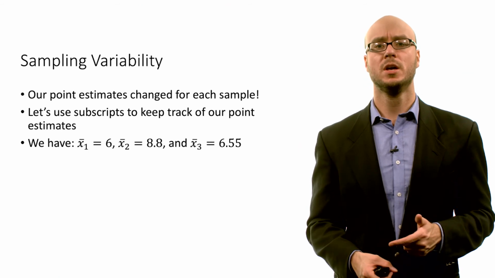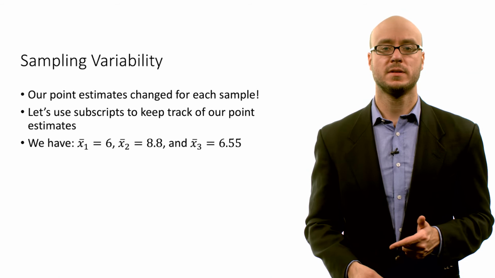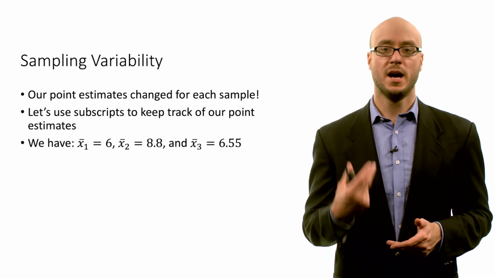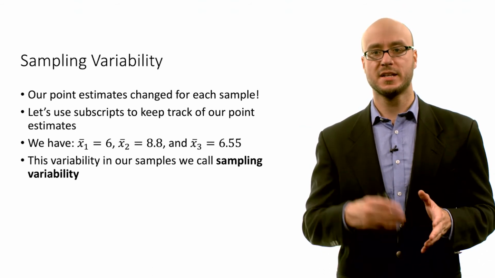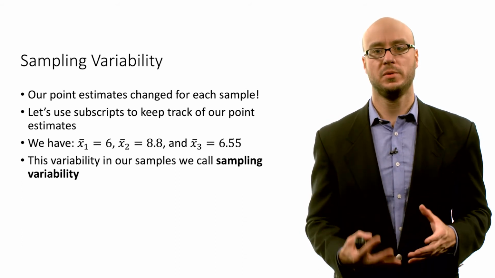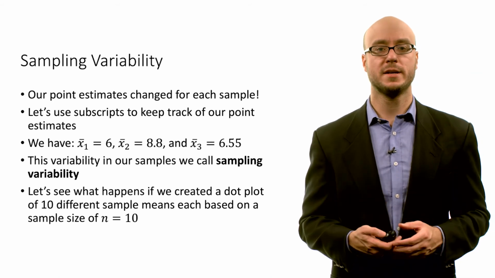For the next sample, we had 8.8 years as our point estimate. That's the sample mean for the second sample. And then for the third sample, we had a point estimate of 6.55 years. The variation, the differences between 8.8 and 6.55, that's called sampling variability. The variability in terms of our samples and our point estimates.